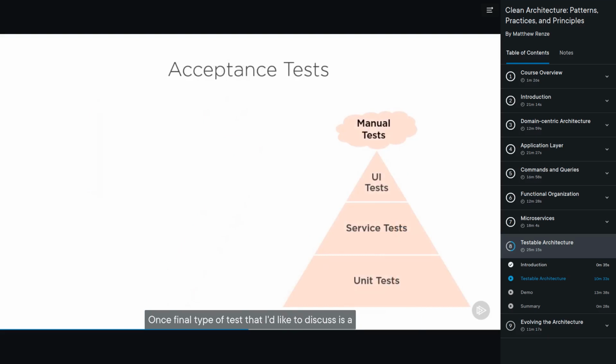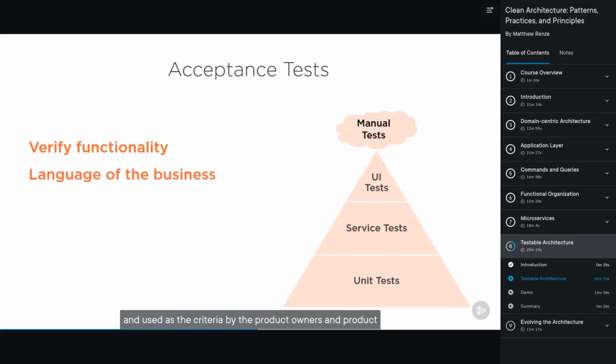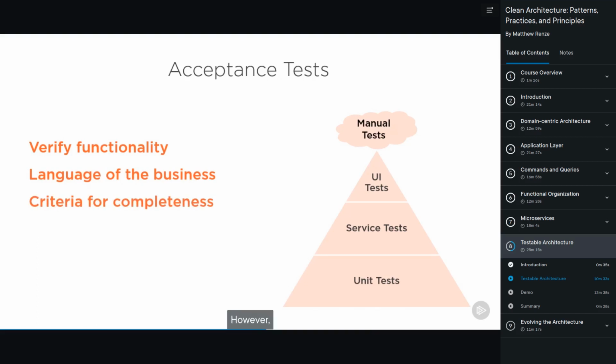One final type of test that I'd like to discuss is a type of test called an acceptance test. Acceptance tests verify the functionality of the application like the other tests do. However, the main difference is that they are typically written in the language of the business and used as the criteria by the product owners and product stakeholders to determine when a certain feature is considered complete and functioning as expected. These tests are often done either as manual tests or as coded UI tests.